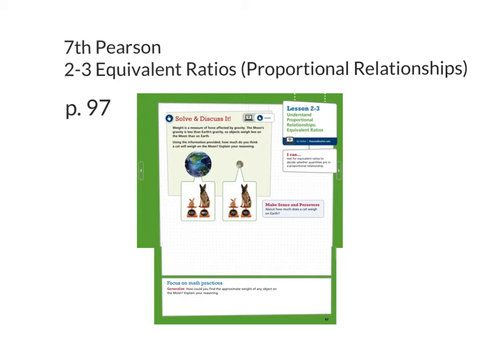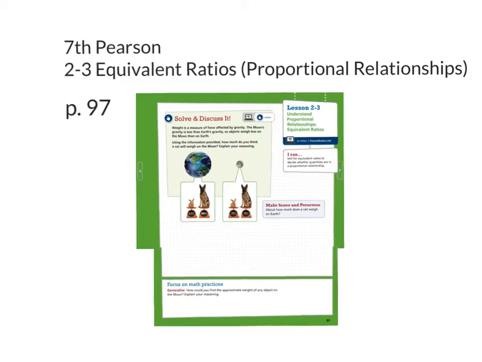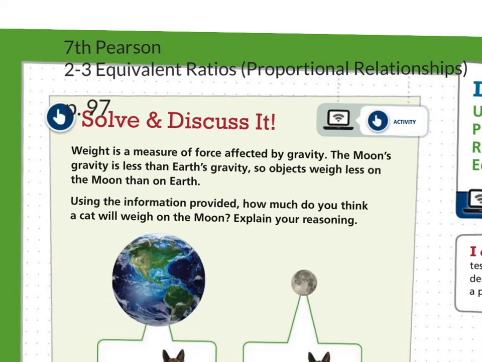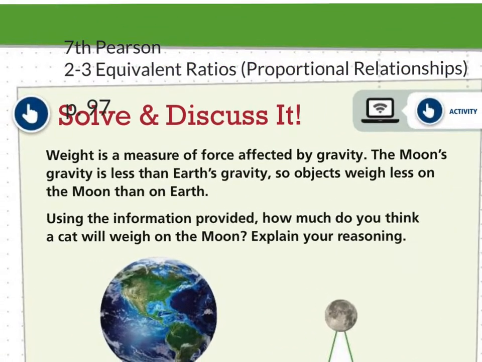Page 97, Lesson 2.3 is on equivalent ratios or proportional relationships. If you look on page 97, weight is a measure of the force affected by gravity. The moon's gravity is less than the Earth's gravity, so objects weigh less on the moon than on Earth. Using the information provided, how much do you think a cat will weigh on the moon? Explain your reasoning.